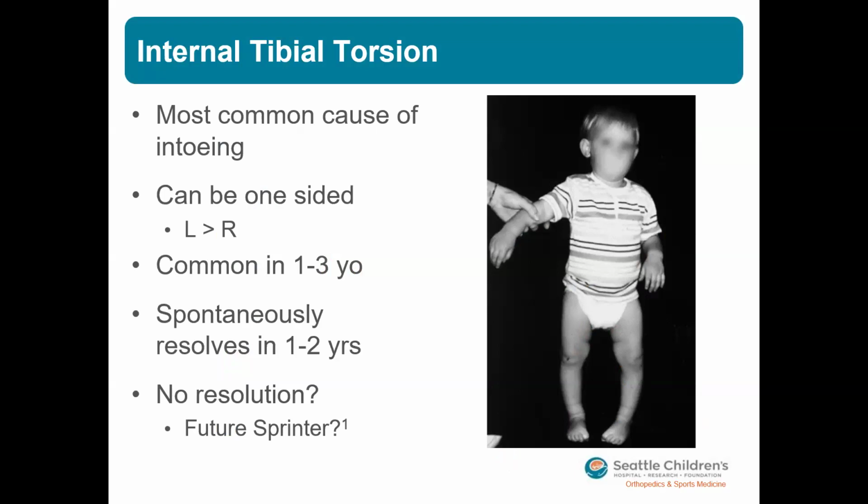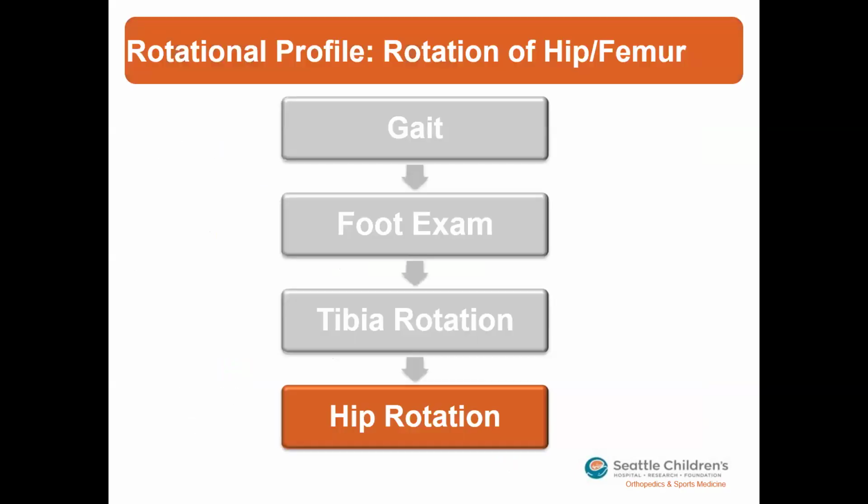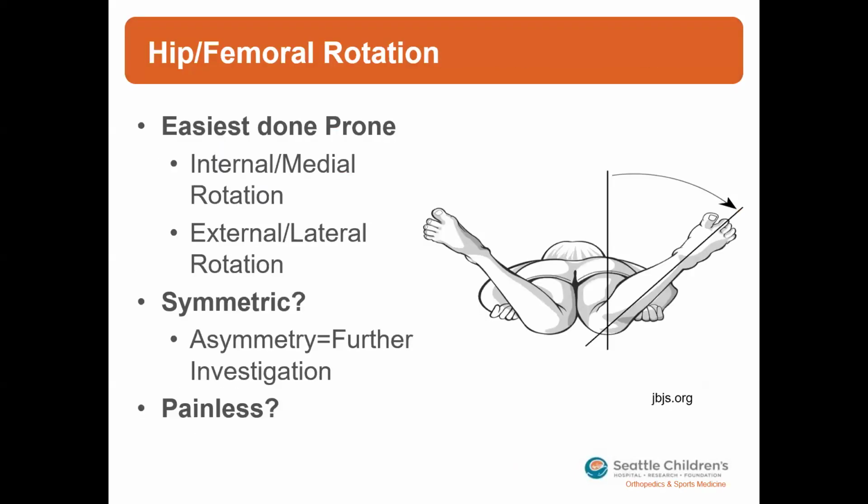This is in 1 to 3 year olds, and if it doesn't go away, there's some studies that have shown that sprinters, midfielders, anyone in the sprinting sports, when they walk, their toes point in, and it's coming from their tibia. While they're still on their belly, we let their legs fall out to the side. It's easily done prone.